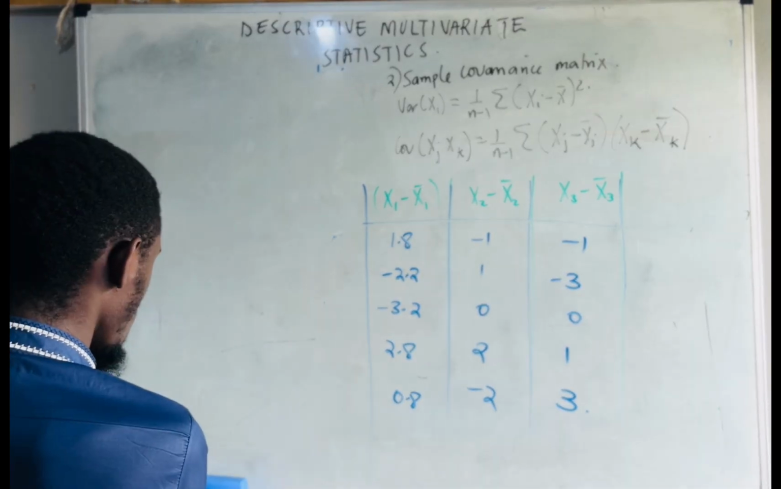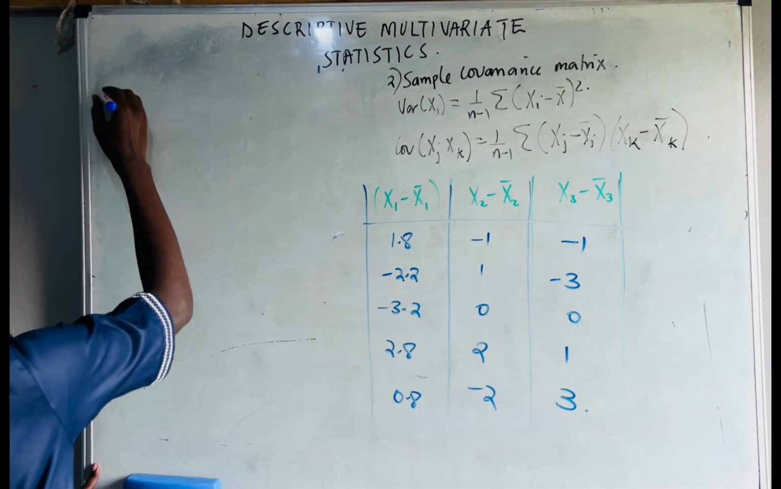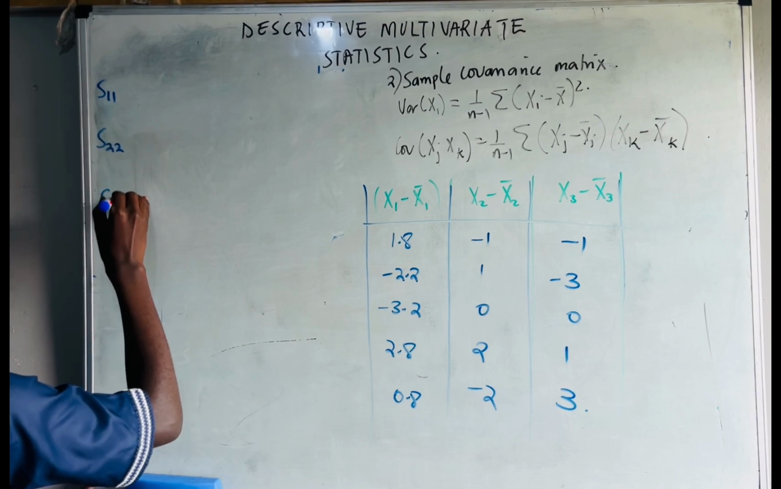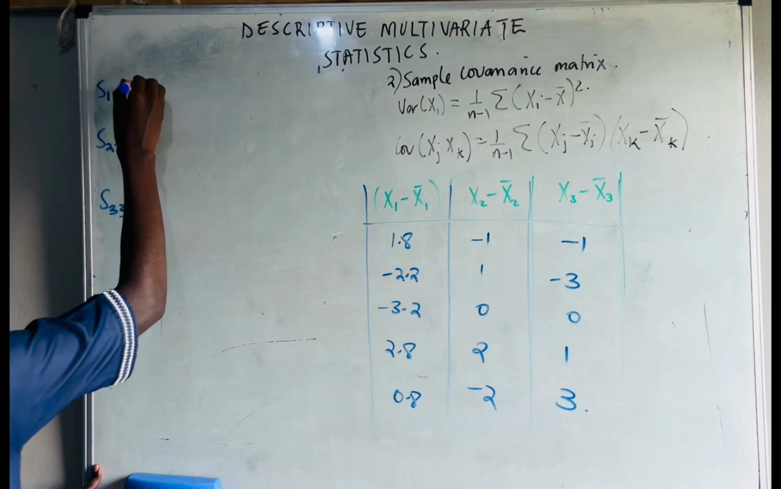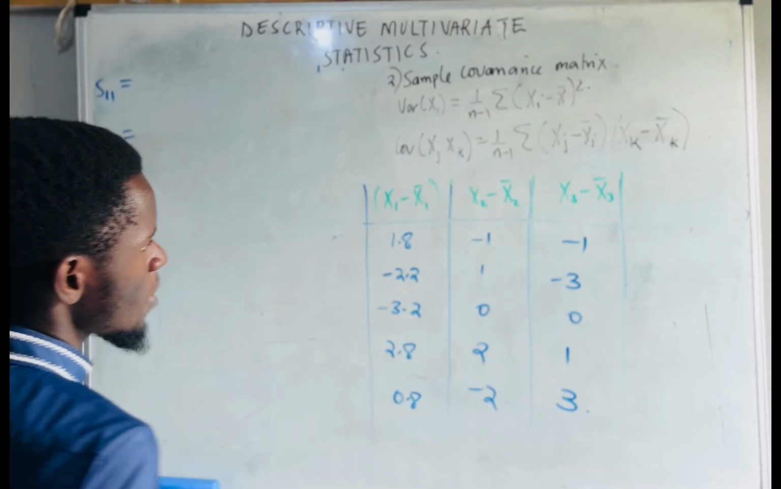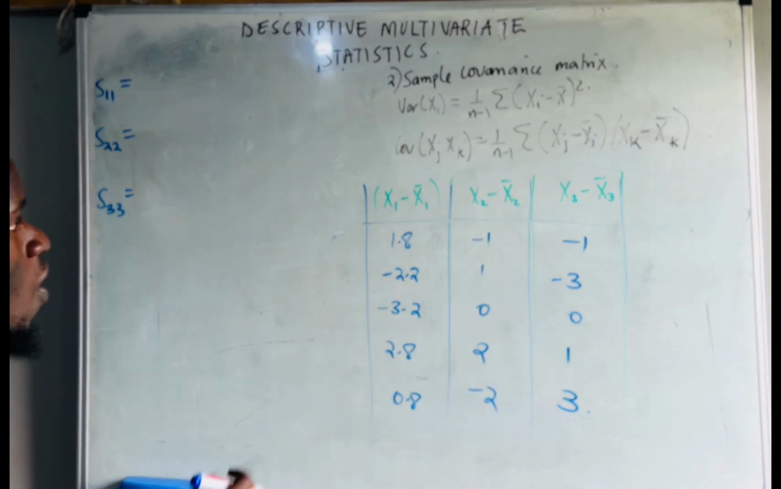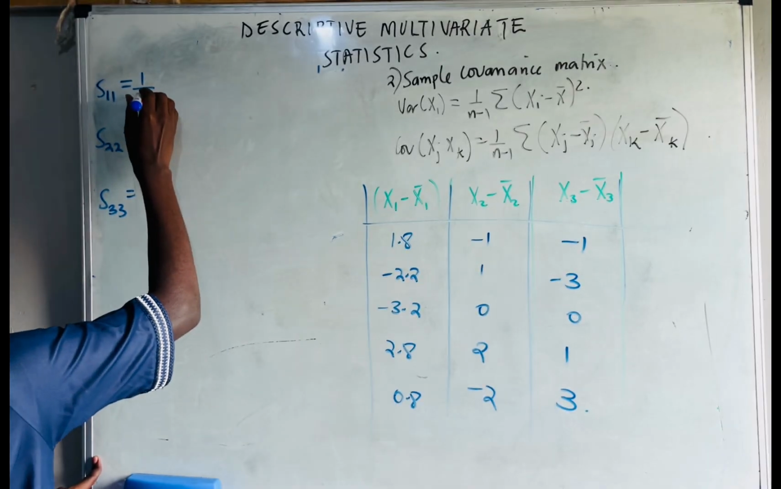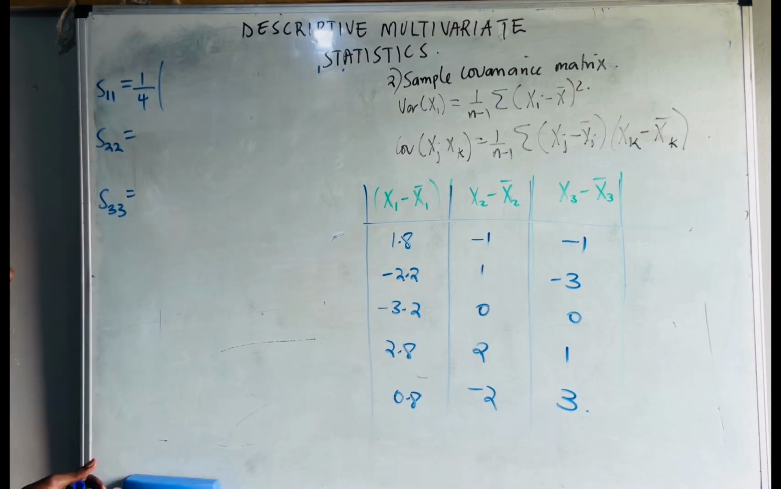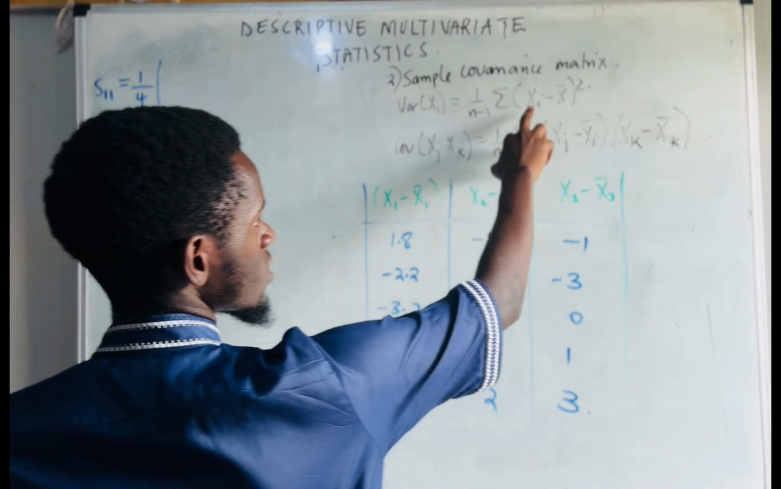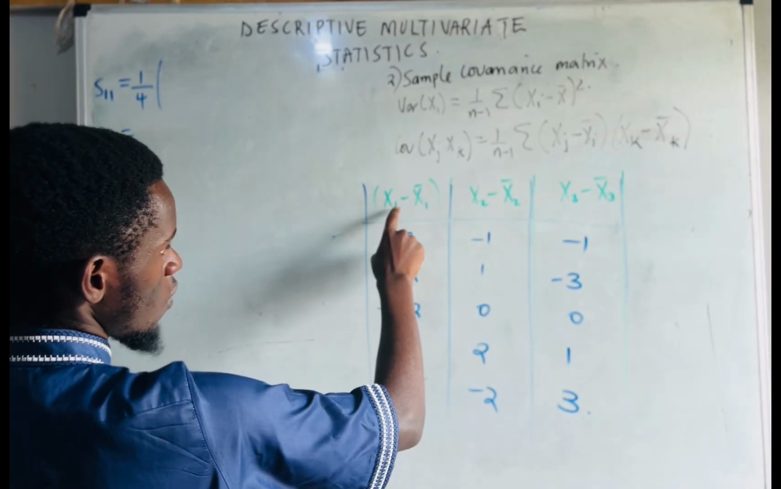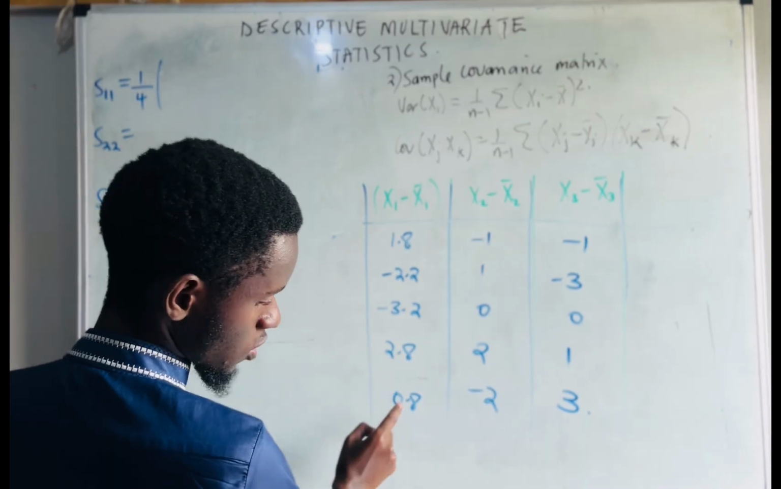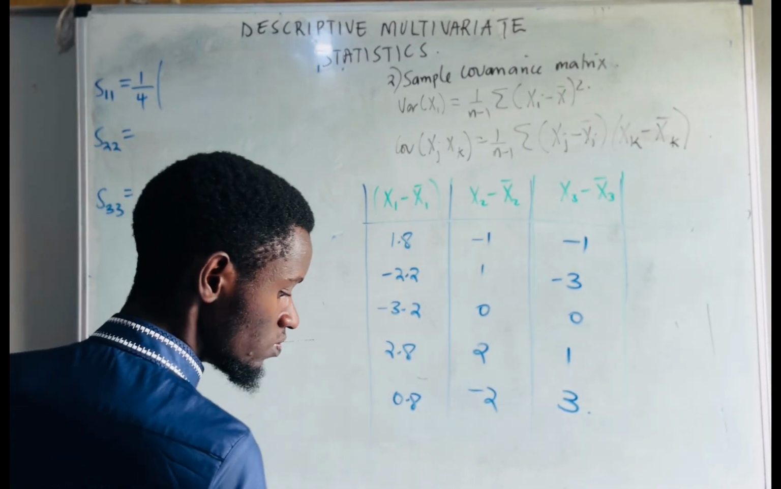Now, remember we need S11, S22, and then S33. We get S11, S22, S33 using this formula, the upper formula here. Remember our n is 5, so we have 1 over 5 minus 1, which is 4, into x1 minus, this is, for 1 we shall now use this one, 1.8 squared plus squared plus squared plus squared plus squared.